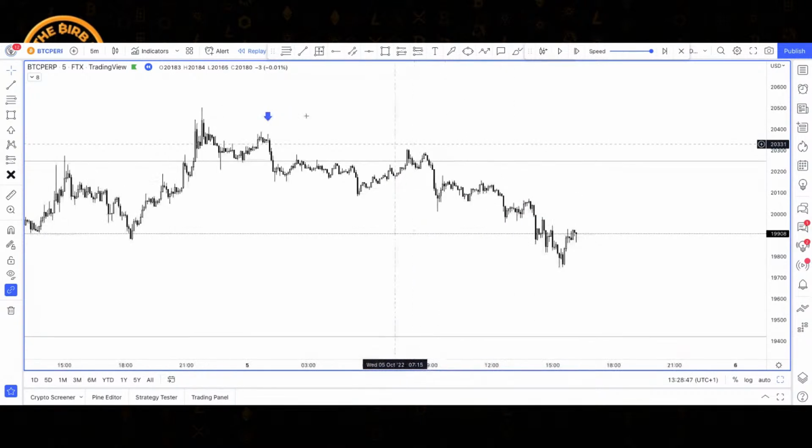So we're looking here. We've got our divergence. Price is coming down, but price on these highs isn't sweeping the prior high, right?